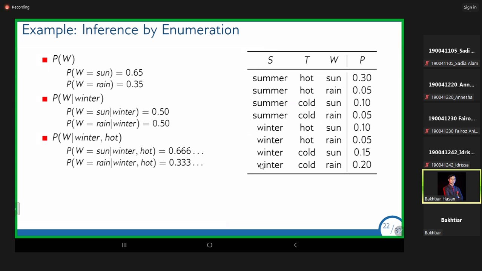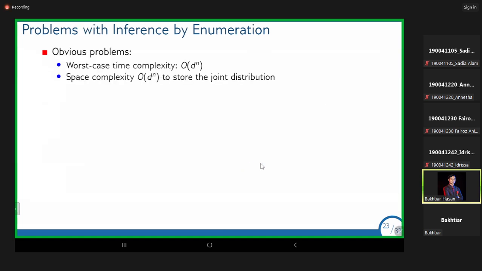So I hope now everyone gets an idea about inference by enumeration. Moving on to problems with inference by enumeration. There are some subtle problems and some obvious problems. The obvious problems are simple. The worst case complexity will be big O of d to the power n, because the table can be huge and we need to store the entire joint distribution table. So space complexity is big O of d to the power n.